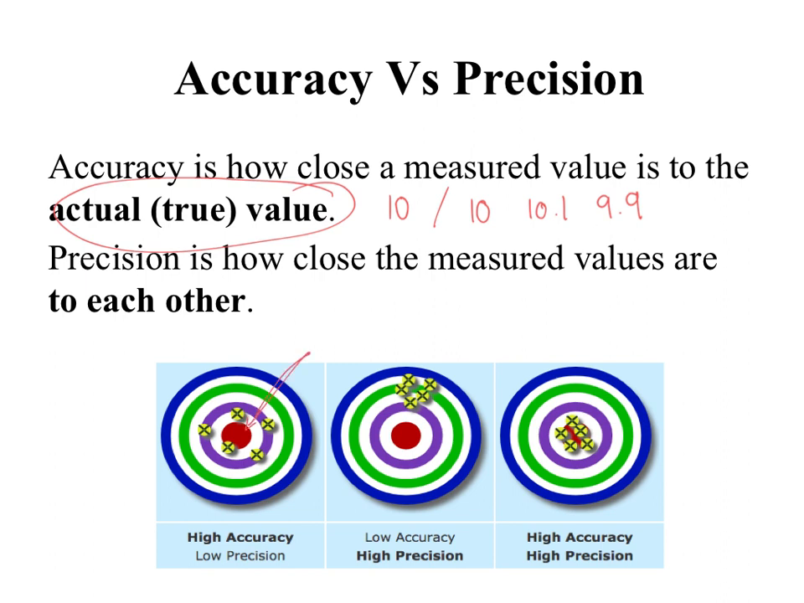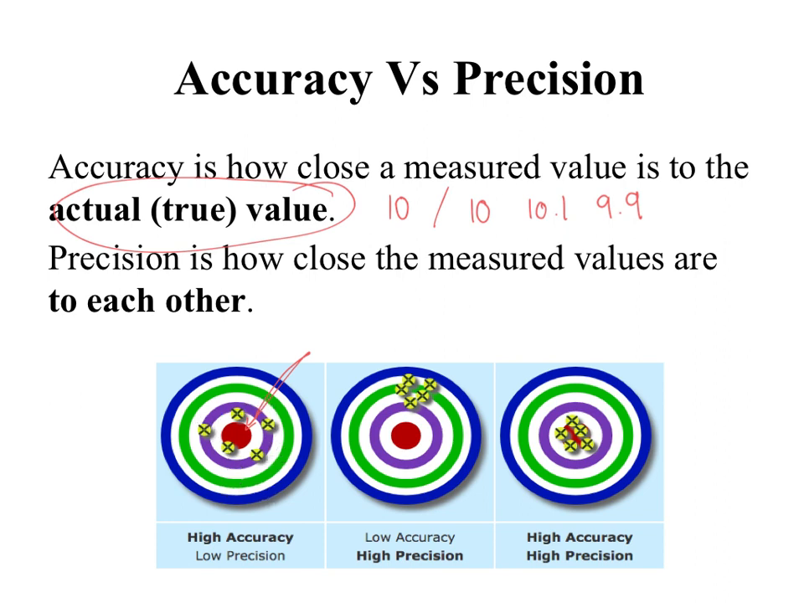So that would be the true value. So if your results were really close to the true value, then they'd all be on the bullseye, and then you'd say that you were really accurate. Okay, so this here we say is high accuracy because they're all quite close to the bullseye, low precision because none of your values are close together.